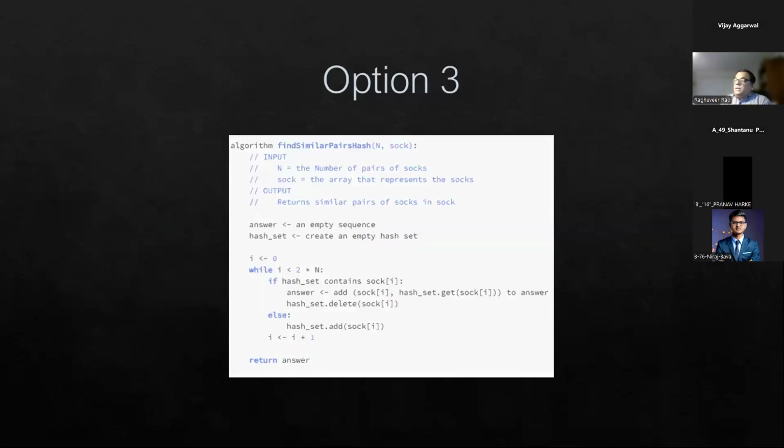In this third case, we are doing the same thing, but what we are doing is creating a hash set. We go over everything and put each of the socks in the hash set. If that hash set already contains it, we add it to the answers and match it. Then we remove it from the hash set, and loop over this once more, and you'll get your matched socks.